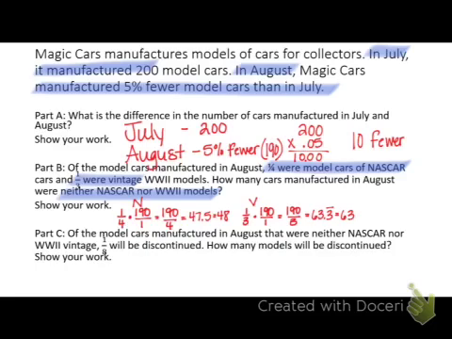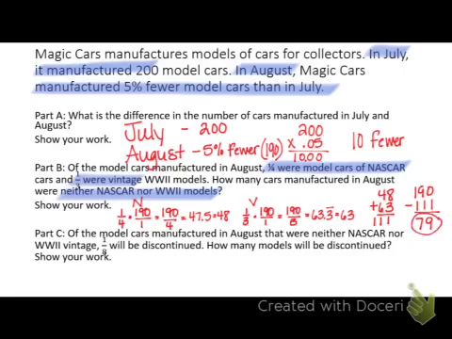So if we took 48 and 63 and added them together, that would tell us how many were vintage or NASCAR, which in this case is 111. We were asking which are not, so we would take our total of 190 and subtract the amount that were either vintage or NASCAR, and 190 minus 111 is 79 cars that were neither.